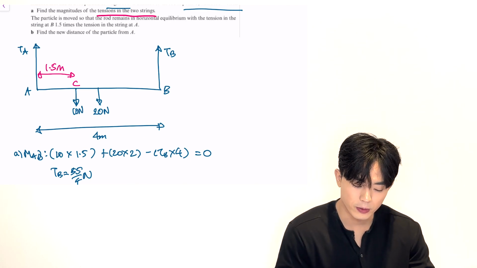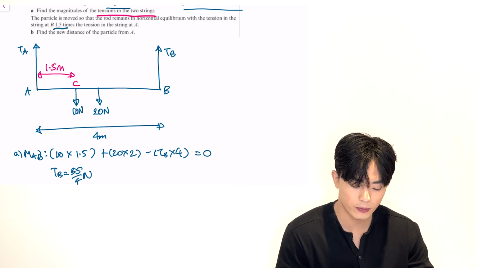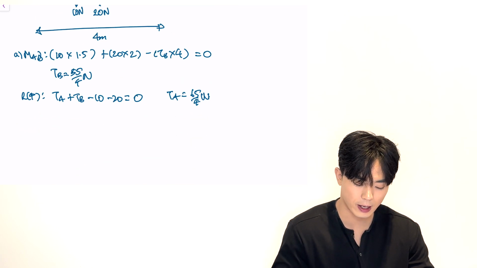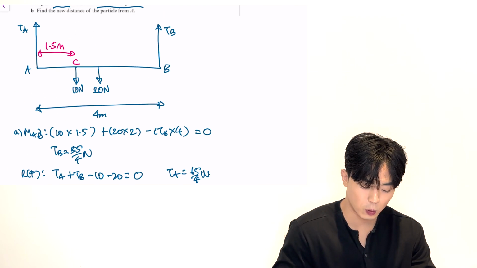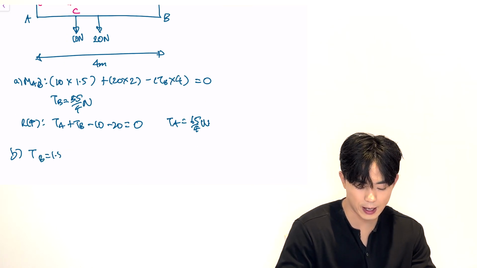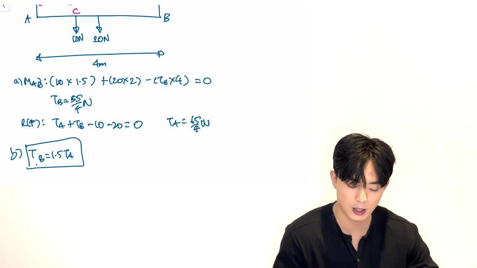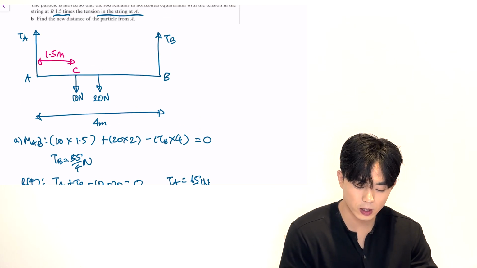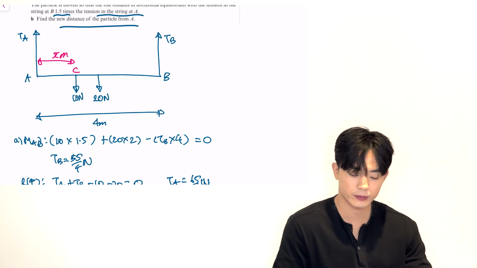Right, the particle is moved so that the rod remains in horizontal equilibrium with the tension in the string at B 1.5 times the tension in the string at A. So they've moved this weight, and now what they've said is that the tension in TB is actually 1.5 times TA. So this is an additional piece of information that is very essential for us because we're going to use it later. Find the new distance of the particle from A. So this is no longer going to be 1.5 meters. Let's call this distance X again. We're trying to find this X.